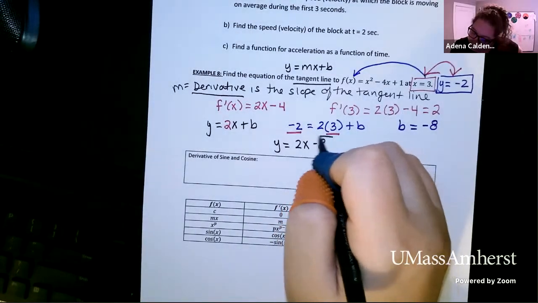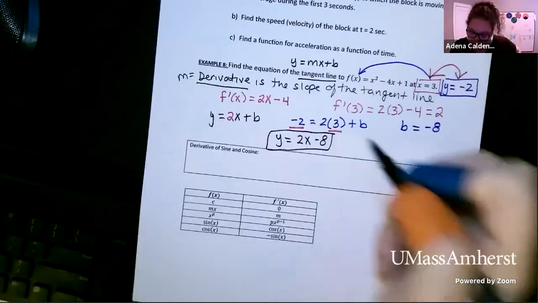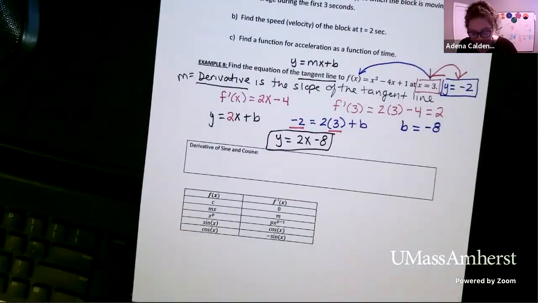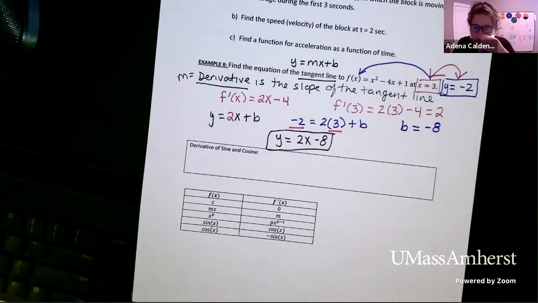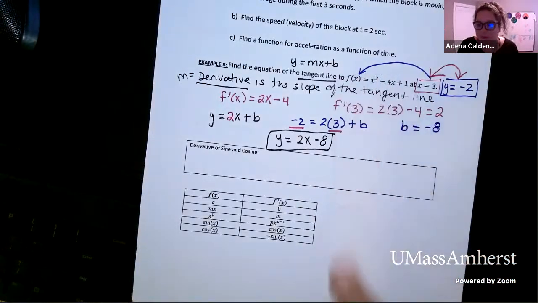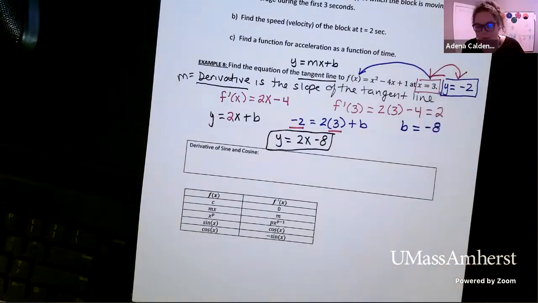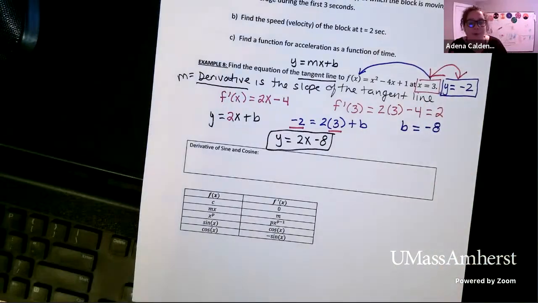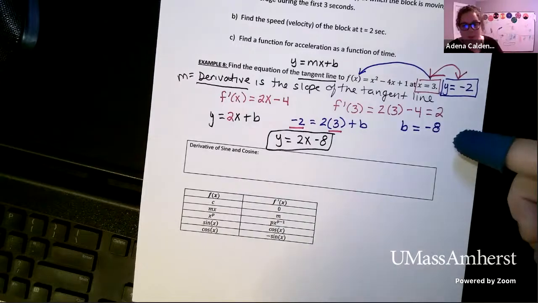2x minus 8. Okay. So as I mentioned, this is a problem that we're going to do a lot of times in this class. What's going to change is the function that we're taking the derivative of and the point we're interested in. So a quick recap of the process of this particular problem.